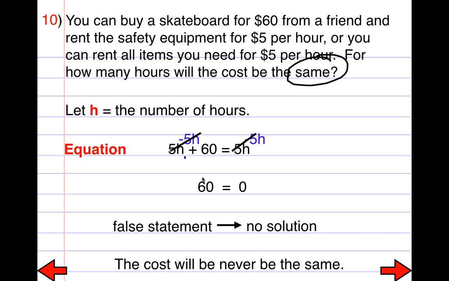And hopefully when we got to this equation right here, you were able to figure out, yeah, it's never going to happen, because if you're getting charged $5 per hour for safety equipment in both cases, but in one case you have to buy the actual skateboard, automatically that one's going to be more expensive. So there's no way the prices will ever be the same, since the rates are the same, but one has a higher constant. So now, let's try the next one.